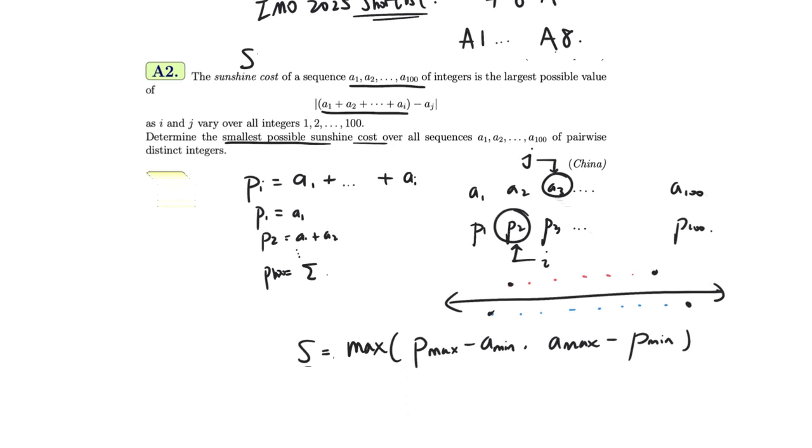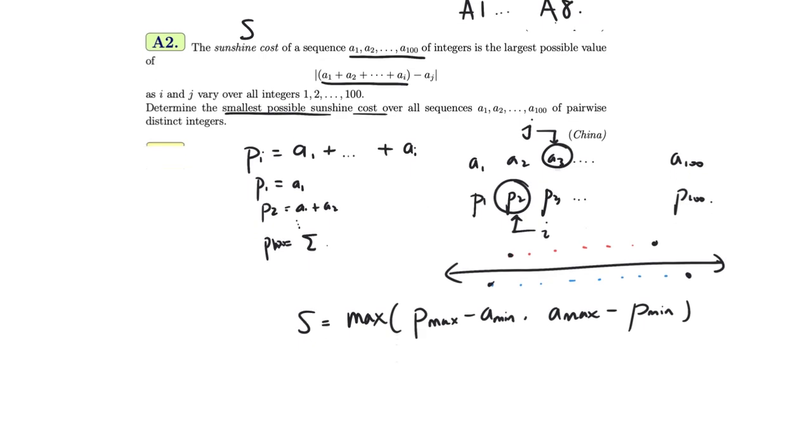So let me explain some of this. So first of all, P max is basically this point, right? Minus A min. So this is a candidate difference. And this is also a candidate difference. Now, there's two things I need to explain about this equation right over here.